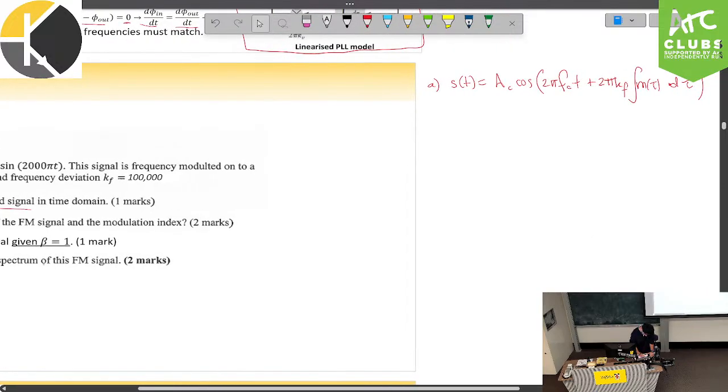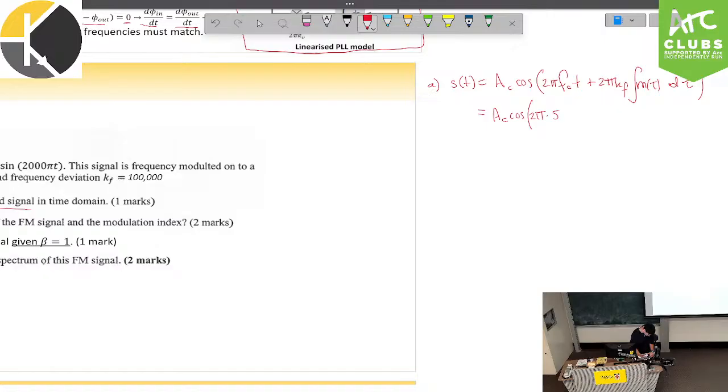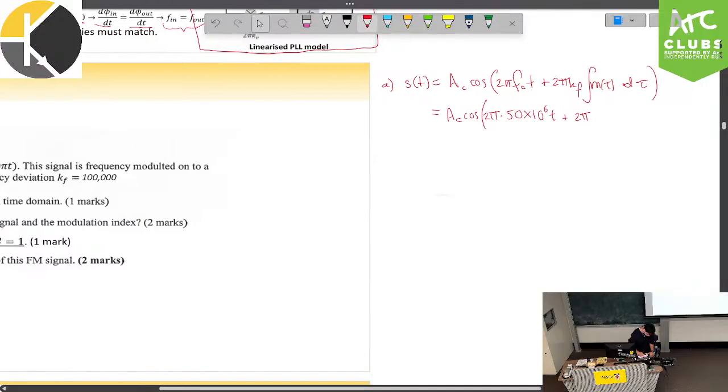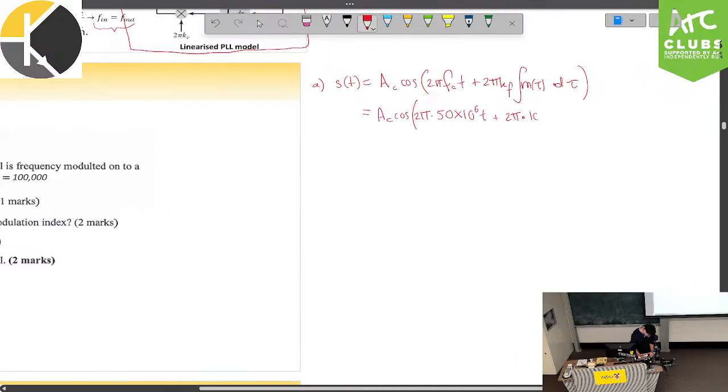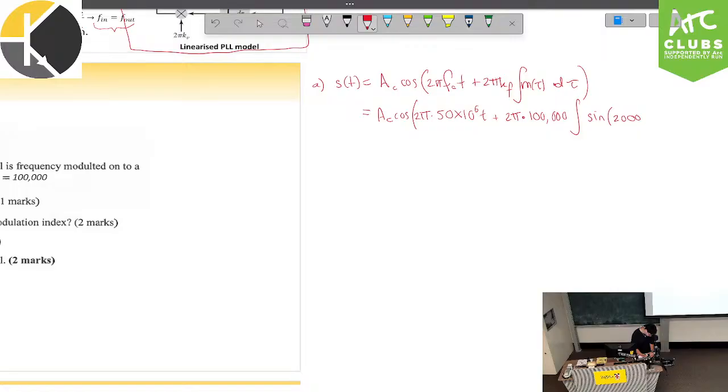Subbing in our values, Ac remains as Ac. Our carrier frequency was 50 megahertz. kf was 100,000. And we're integrating sine of 2000πτ. Oh, sorry, this should be a tau. Alright, I'll do this part first.